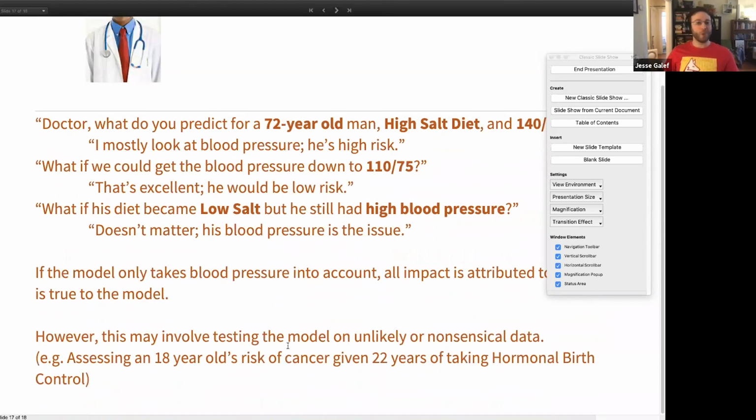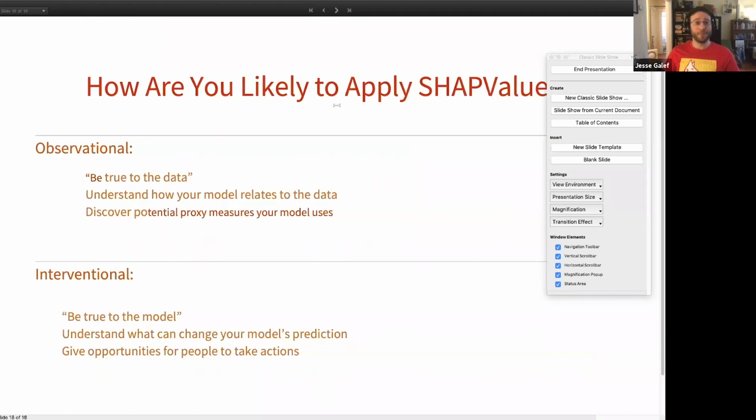But it has some downsides as well, where you're not going to discover proxy values, and it might test your model on ridiculous data. It's one thing to say, hey, maybe we can give him blood pressure medication and reduce his blood pressure. But that requires human context, and it's not always easy to know which values are sensical. We're deliberately throwing out our conditional understanding of the patient and accepting some interventions. So we might ask for the risk of cancer for an 18-year-old given 22 years of taking hormonal birth control. The model might not work very well in those contexts, to say the least.